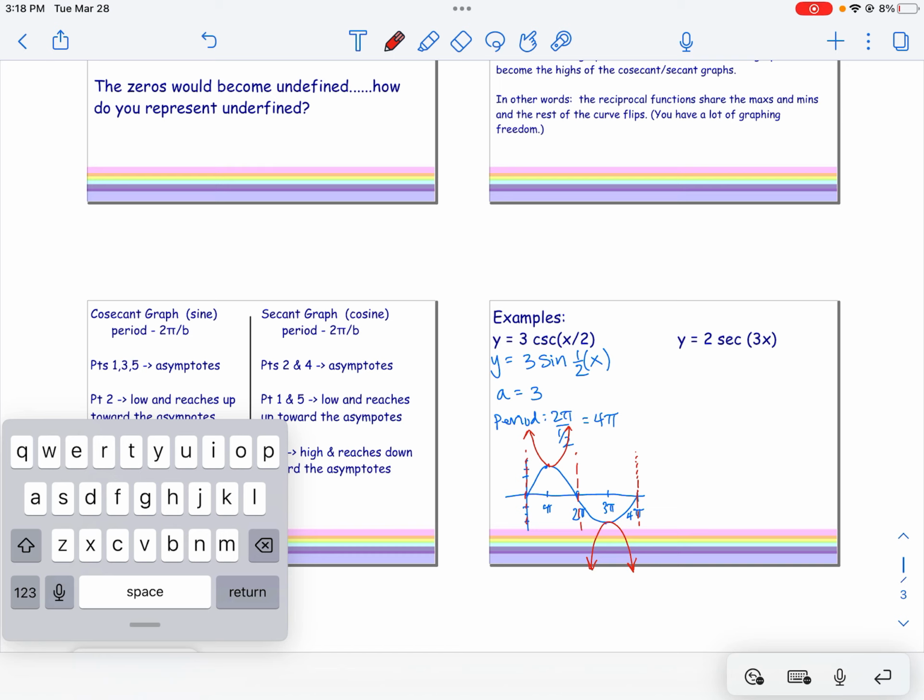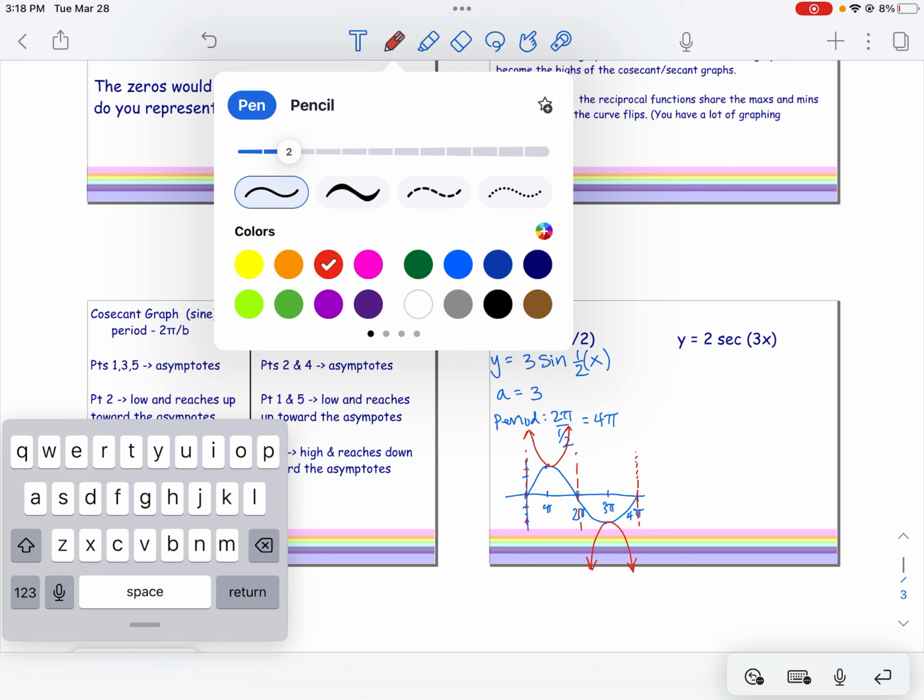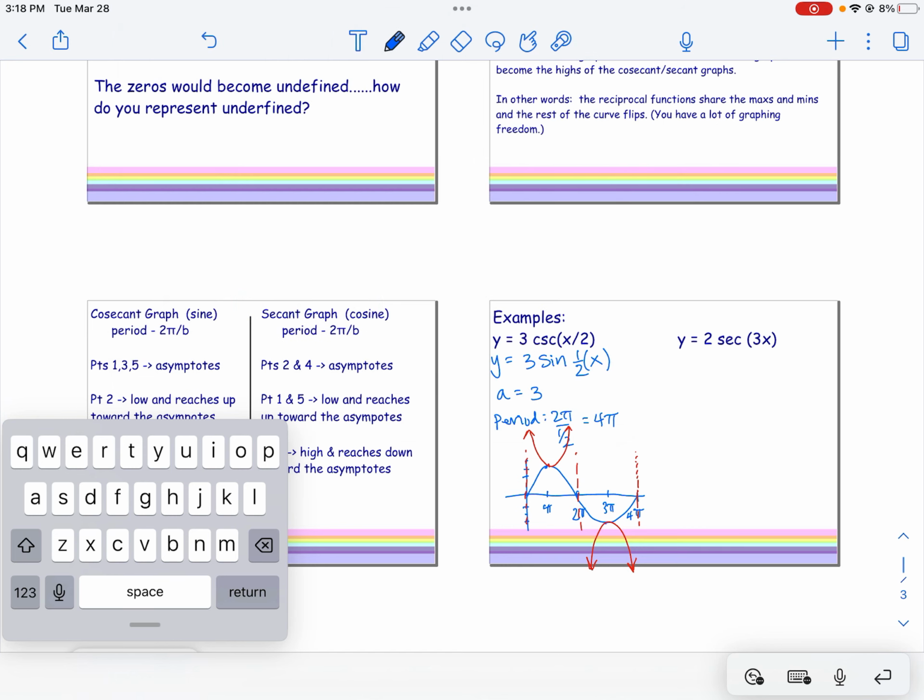Now, if you wanted to graph 2 secant 3x, let's go back to blue. I'm going to take this, understanding it's a reciprocal of 2 cosine 3x. Well, the a value is going to be 2, that's my amplitude. The b value is 3, and so I have to find the period by taking 2 pi and dividing it by the b value. So the period is going to be 2 pi over 3. That means that from 0 to 2 pi over 3, I can expect to see one full curve of the secant. For now, though, with an amplitude of 2, I'm going to graph the cosine curve.